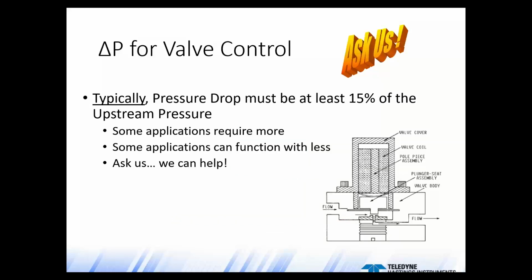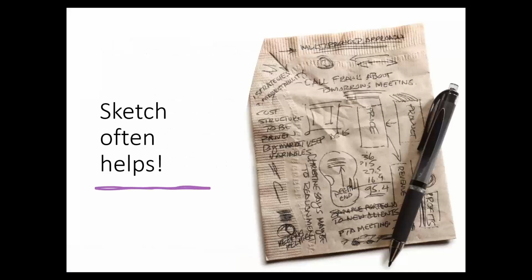Now, in general, there needs to be a pressure drop across the flow controller of at least 15% of the upstream pressure. Sometimes there may need to be more DP or pressure drop. Sometimes we can get away with a little less. The point is, we're here, you can talk to us. If low pressure drop is important, then we have extensive experience and we can help with that.